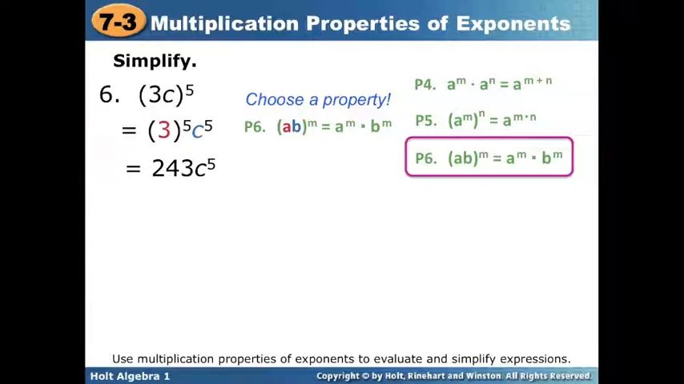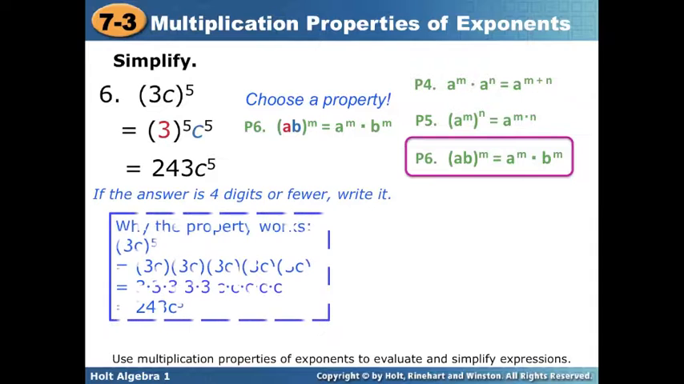Do not confuse this property with the distributive property. We're applying the exponent to each factor, not distributing. Again, showing repeated multiplication, you can see how this property works.